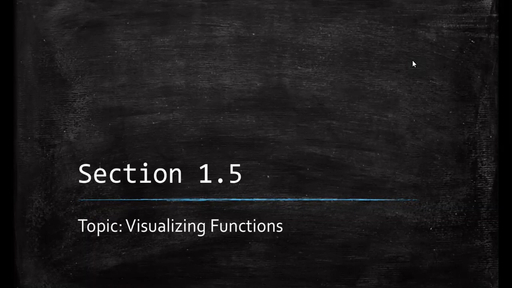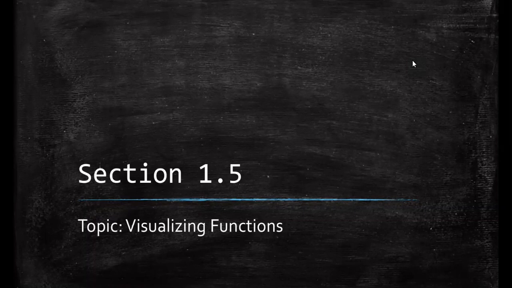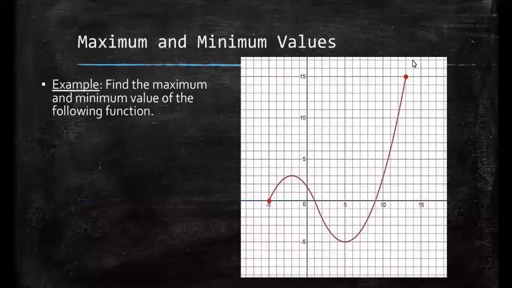So we just talked about last time functions and what they are, how to use that function notation. And this time we want to talk about kind of a bunch of different elements that we like to look at in functions, especially when we're looking at their graphs. That first element we want to talk about is finding the maximum and minimum values of a function.